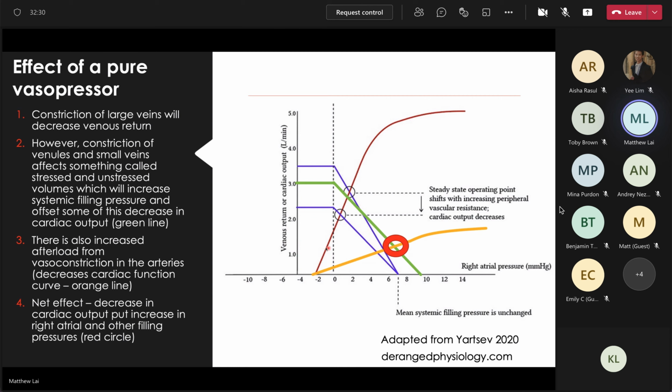So this is our cardiac output here. So the net effect of giving someone a vasopressor means that you actually get a decrease in cardiac output, but you've increased right atrial pressure and other filling pressures. So in other words, when you give a vasopressor, it's a little bit complicated. You're not necessarily increasing cardiac output.